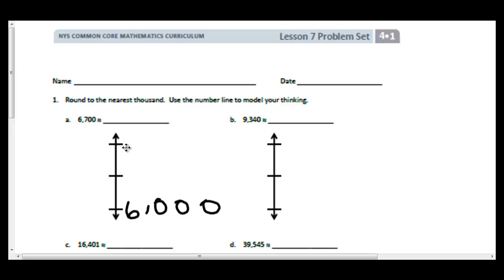1,000 more, and 1,000. Ask yourself, what would be between 6,000? Now we're going to model this. Now we're going to round 6,700 to the nearest thousand. Where would that go? 6,500, or is it between 6,000?